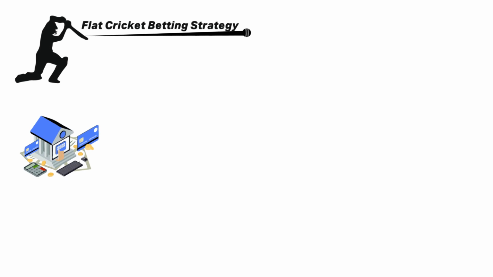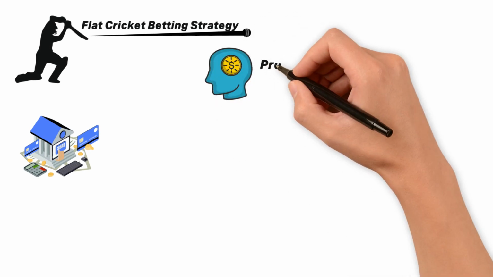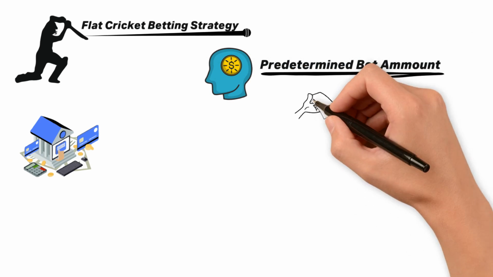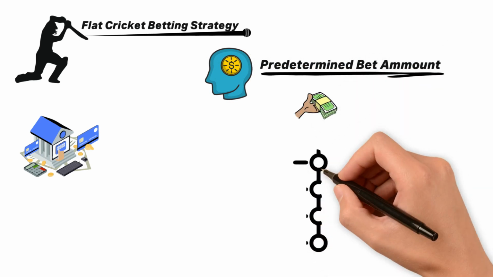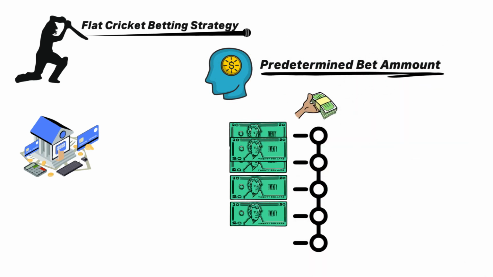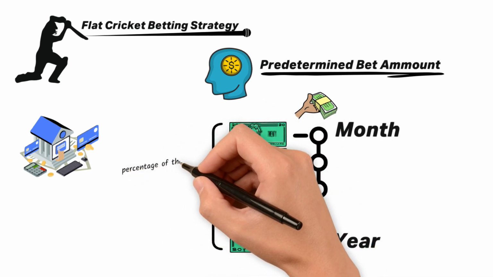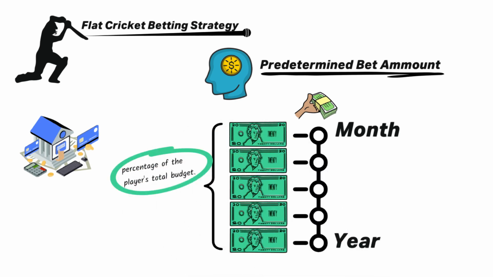Flat cricket betting strategy. Flat betting is a strategy for managing your wagering bankroll. Flat betting works by placing a predetermined bet amount. When online betting on cricket, you place the same amount of money for a set period of time, which can range from a month to a year. The sum is computed as a percentage of the player's total budget.